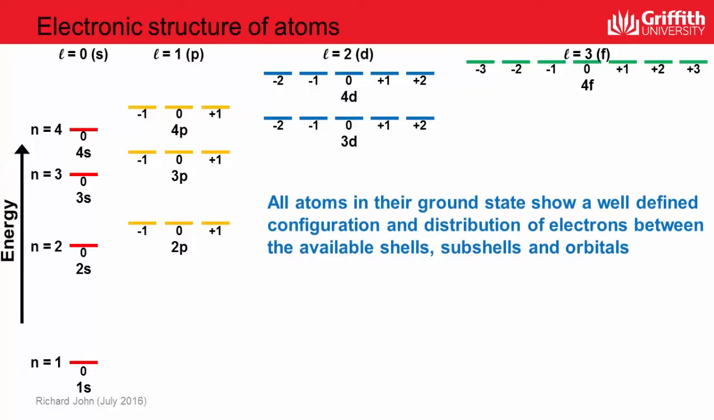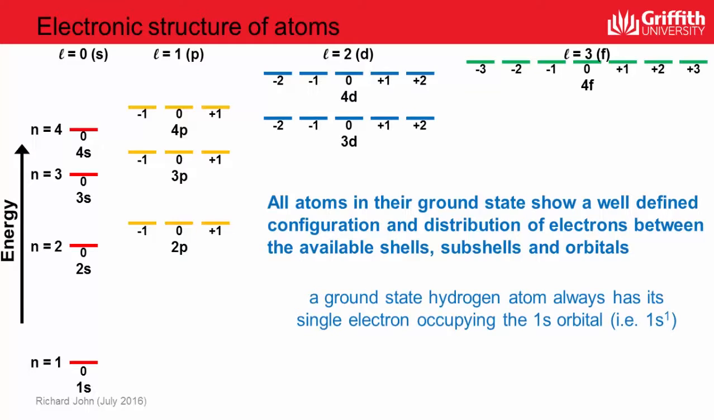Now all atoms in their ground state, which means the lowest possible energy arrangement of the electrons around a nucleus, show a well-defined configuration of electrons and a distribution of electrons between the available shells, subshells and orbitals. And they do this while still obeying the Pauli exclusion principle.